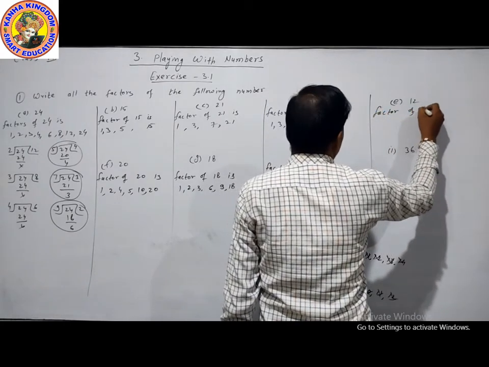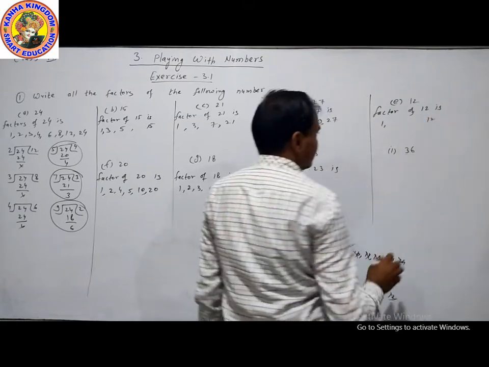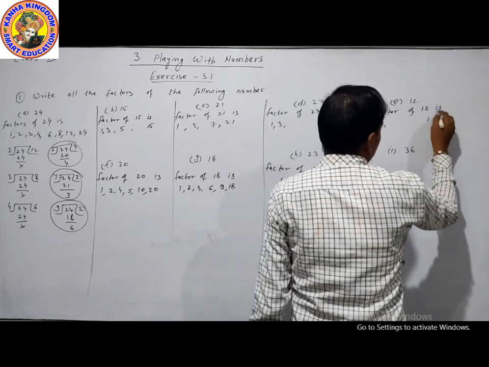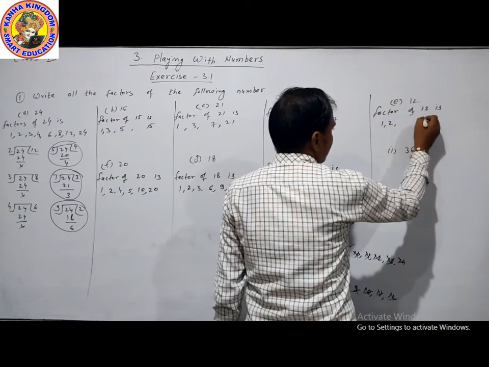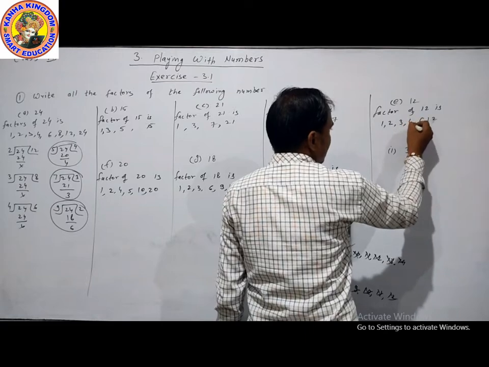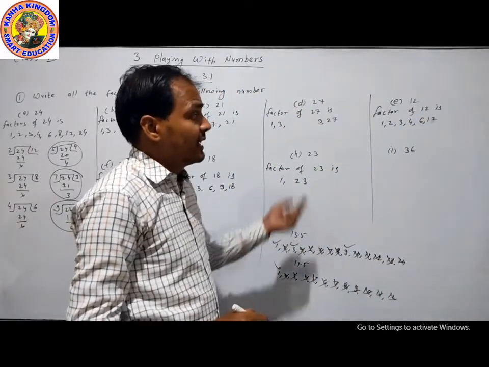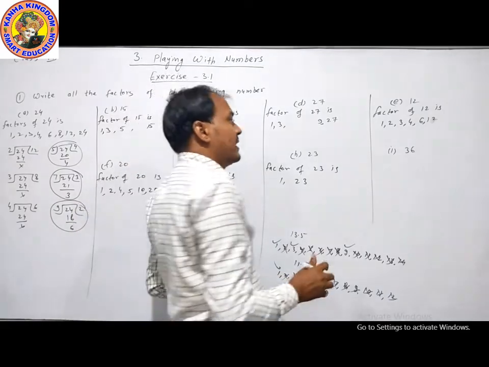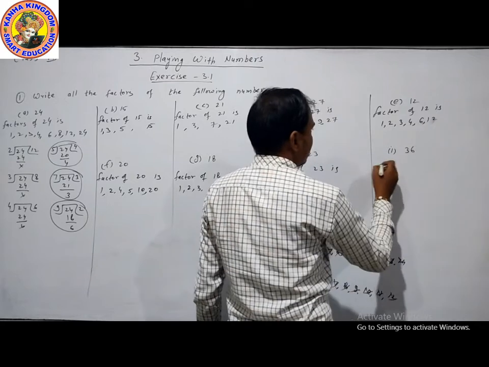Factors of 12: 1 and 12. First of all, 1 and 12. Now we will divide by 2, this goes 6 times. By dividing by 3, this goes 4 times. 5 cannot divide 12, 7 cannot divide, 8 cannot divide. So the factors are 1, 2, 3, 4, 6, 12.